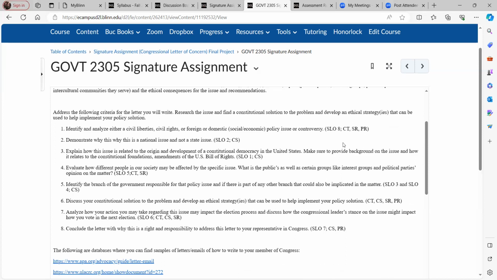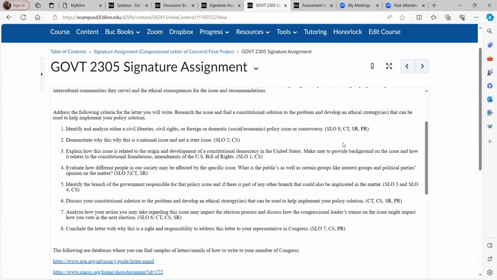Okay, so number 1 asks to identify and analyze either a civil liberty, civil rights, or foreign or domestic social economic policy issue or controversy. Now, the good thing about this is that almost anything that you can think of is going to fall within these categories, right? Everything is either a foreign or domestic policy, right? And almost everything is going to have some federal involvement. Even state issues definitely have some federal involvement.